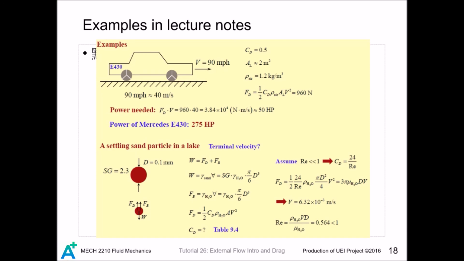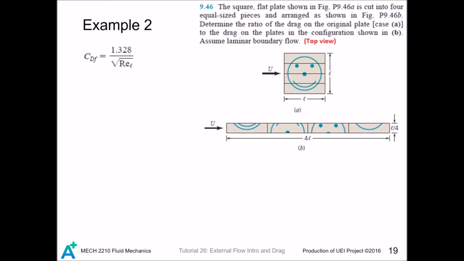So let's look at examples. In this chapter, the calculation examples are really easy. And there are 2 examples in the lecture notes, one about how to use the drag coefficient, and one about Stokes flow. And we look at 2 more examples.